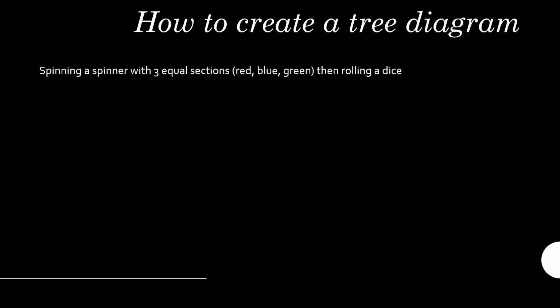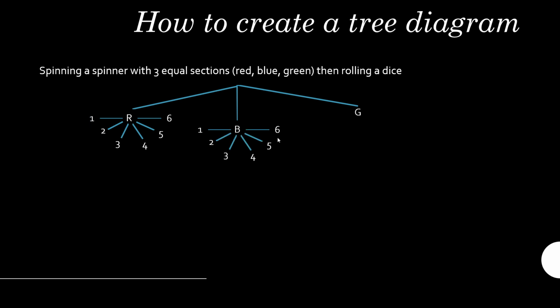So here's one that's a little bit more complicated. I am spinning a spinner with 3 equal sections, red, blue, or green, and then I'm rolling a dice. Since I'm spinning my spinner first, I could either land on red, blue, or green. Then I'm going to roll a dice. Now when you roll a dice, you could land on numbers 1 through 6. So if I were to spin a red, I could land on 1, 2, 3, 4, 5, or 6. If I landed on blue first, I would have all the same outcomes, 1 through 6. And same thing if I landed on green first, I would again have 1 through 6 to roll on my dice. So this is what that tree diagram could look like.